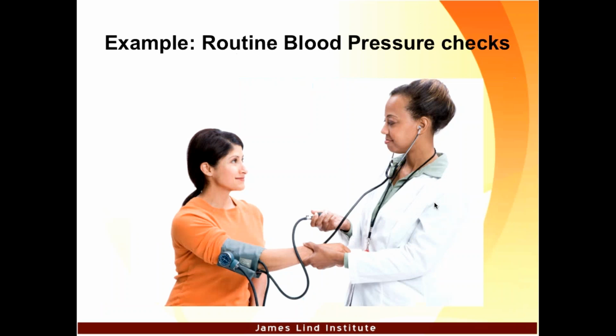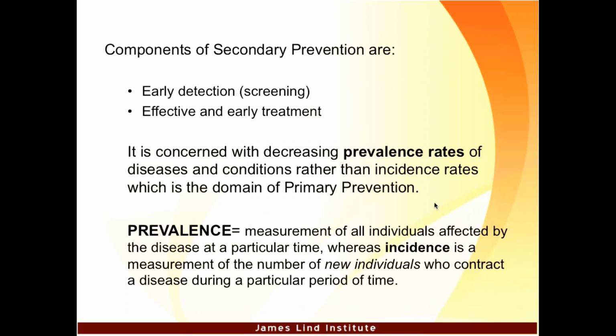Another good example are routine blood pressure checks. Checking people's blood pressure enables you to pick up the problem quickly before hypertension has set in and before people develop cardiovascular disease or stroke. So there are two components of secondary prevention. One is the early detection and the screening, and then the second one is effective and early treatment.